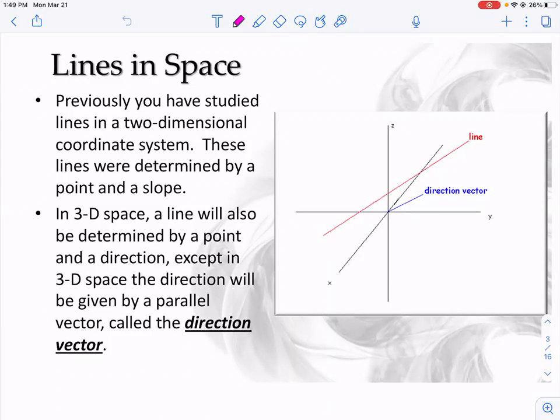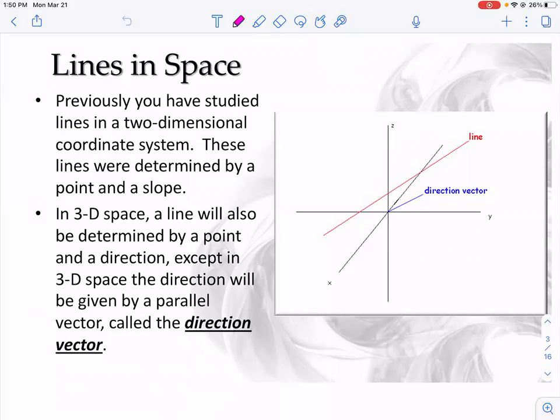Okay, so we don't have 3-dimensional slope. We have a vector that can tell us the direction of where our line is going. Typically in 2 dimensions, you have your slope, you have your point, you can create a line. Well, in 3 dimensions, we don't have slope like rise over run, but what we have is a direction vector that can tell us what our line would be parallel to.